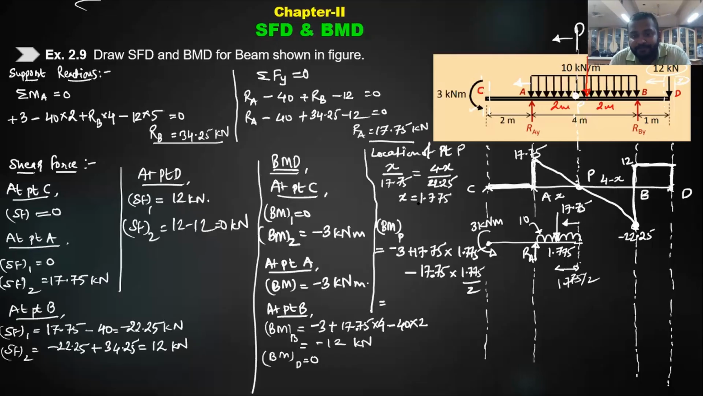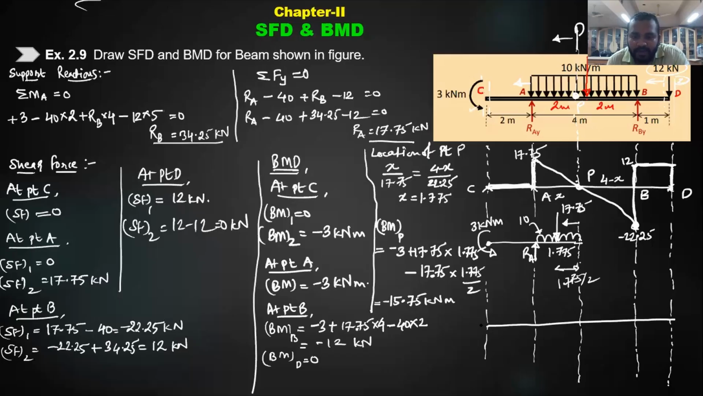कितना आया? -15.75. -15.75 माइनस लिखता हूँ, -15.75 kNm. Okay. Now see here. Now I will be drawing the bending moment diagram. तो ये मैं पॉइंट P के लिए थोड़ा एक्सटेंड करके लेता हूँ.